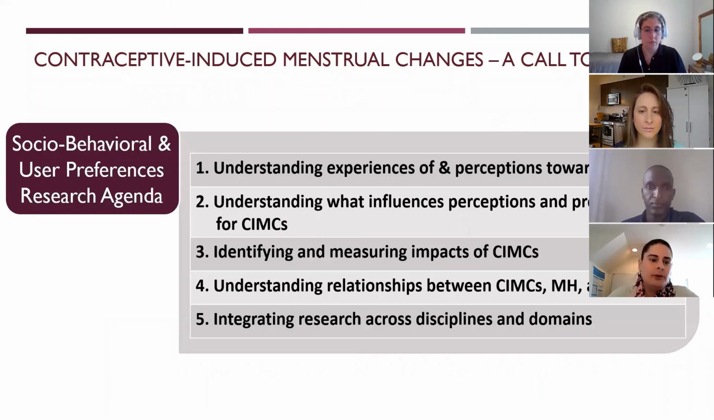So for that social, behavioral, and user preference domain, the research agenda is focused on 5 recommended areas. First, understanding experiences of and perceptions and attitudes towards menstrual changes, which we've talked a little bit about today. Second, then understanding what influences those perceptions and preferences. Third, identifying and measuring the many impacts of menstrual changes, both good and bad. Fourth, understanding the relationships between menstrual changes, and then wider menstrual health and family planning experiences and norms. And fifth, again, that integration piece, looking at how we can best integrate research across disciplines and domains.